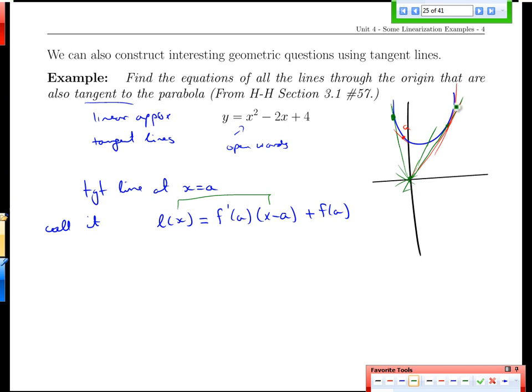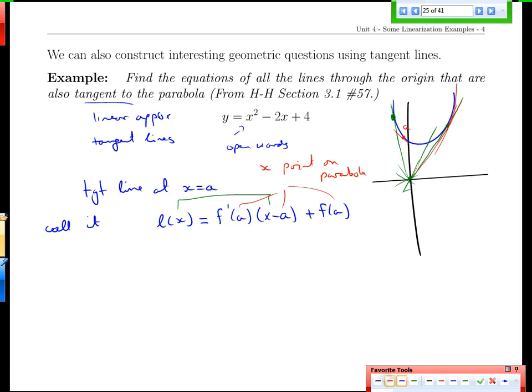So the line, let's say this red line here, is a function of x, and the a is where we start drawing it based on the parabola. But x is the input, a is a point on the parabola. Technically an x point there.